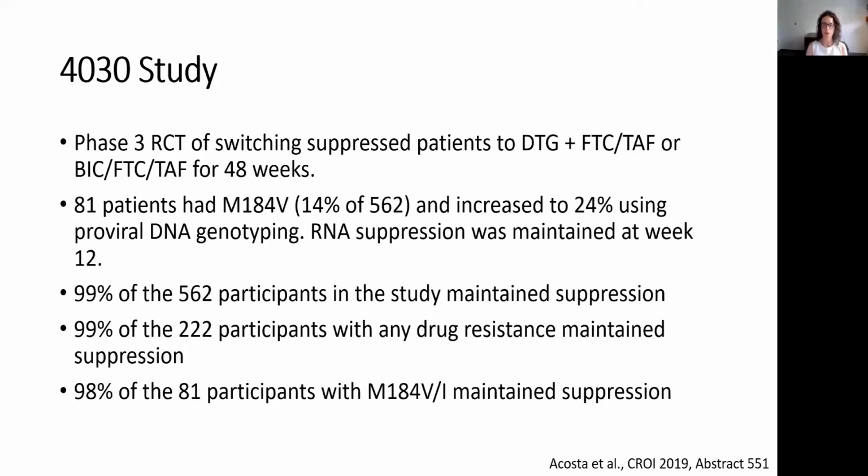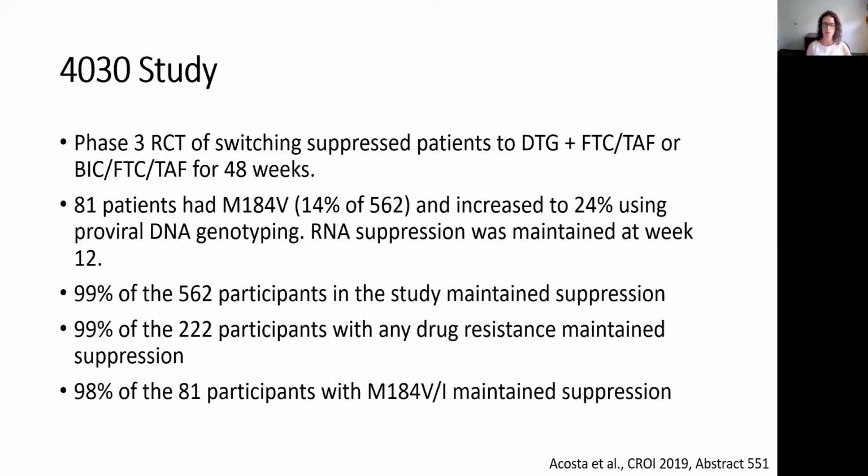But a small subset, and this was a small analysis presented at CROI in 2019, showed that 81 patients had M184V, which was about 14% of participants. And this number increased to 24% when using proviral DNA genotyping. So this is when you go back and do a genotype analysis on someone who has a suppressed viral load, and you look at the proviral genotype in PBMCs, and what you can see there is kind of archived resistance. And so when they did that analysis, they found that up to almost 25% of patients had an M184V mutation.